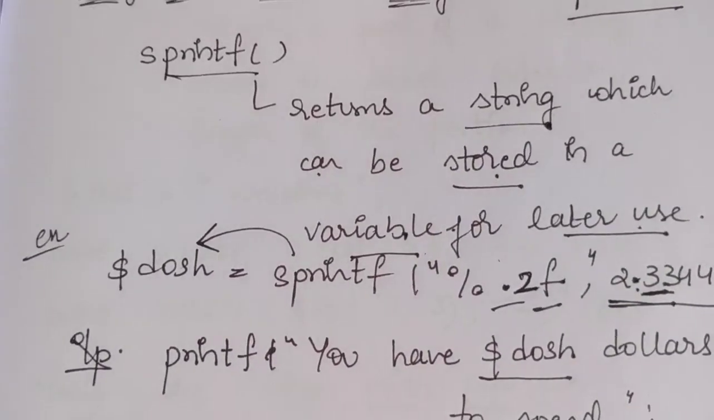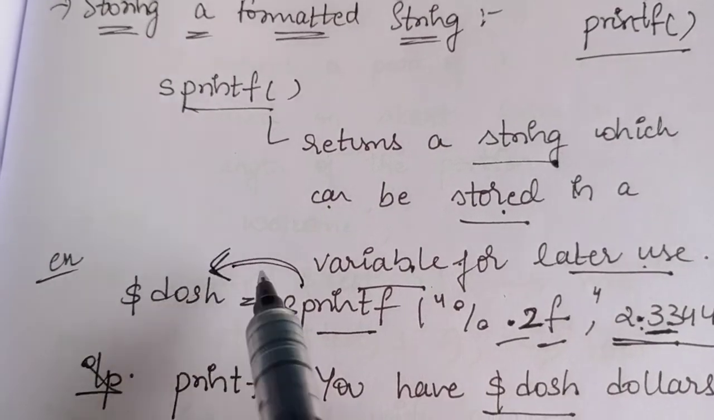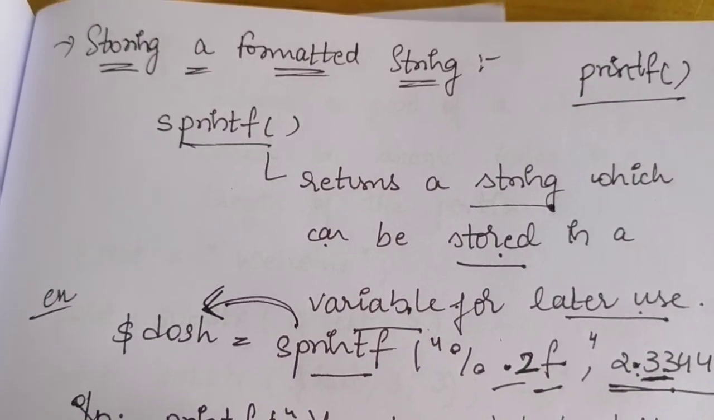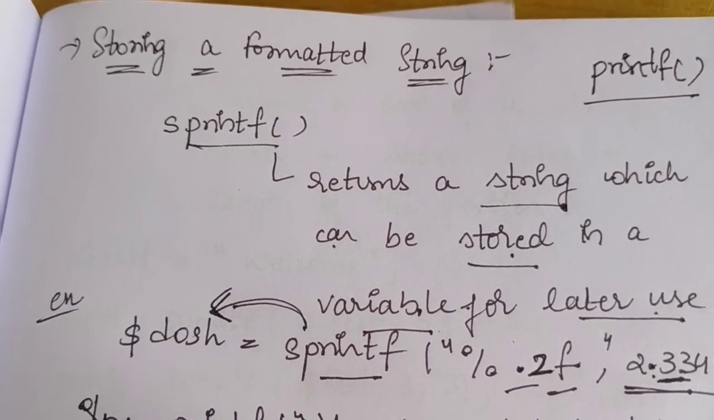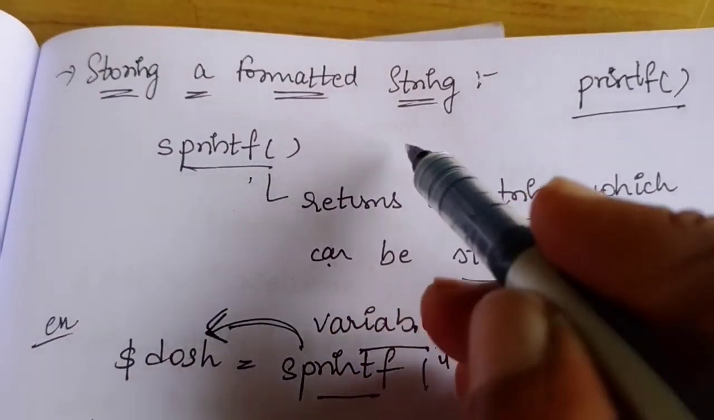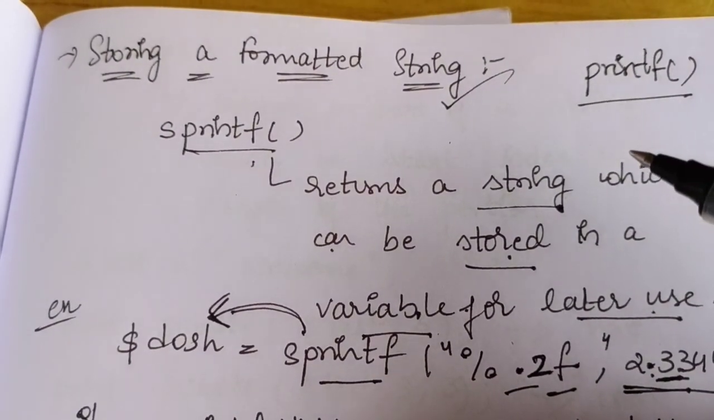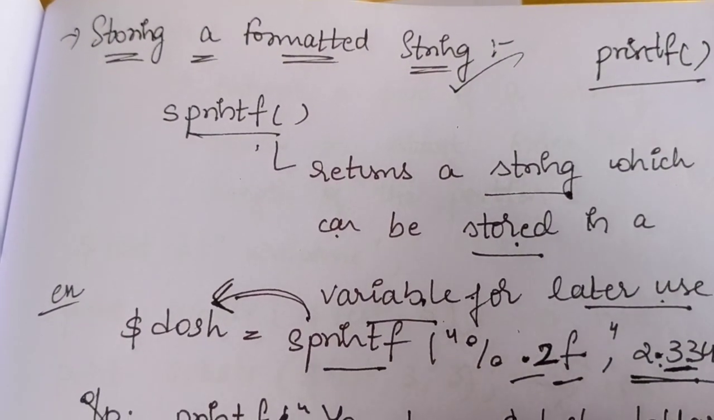Got it? This means after getting output, that data will be stored in the variable. We can store the data in a variable. This is about printf and sprintf in formatting strings. Next topic is about investigating strings and manipulating strings.